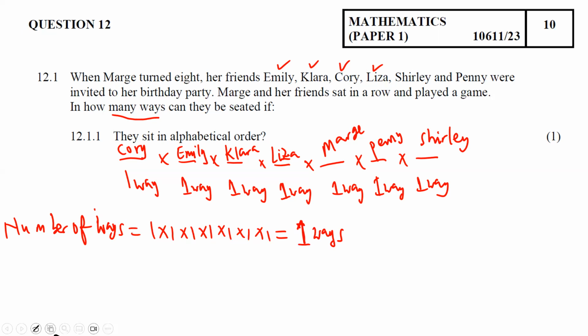It's only one way. Obviously, we're saying they sit in alphabetical order. They can actually sit in only one way. But I must indicate that this question says in alphabetical order. By alphabetical order, we mean A, B, C, D. That's alphabetical order.